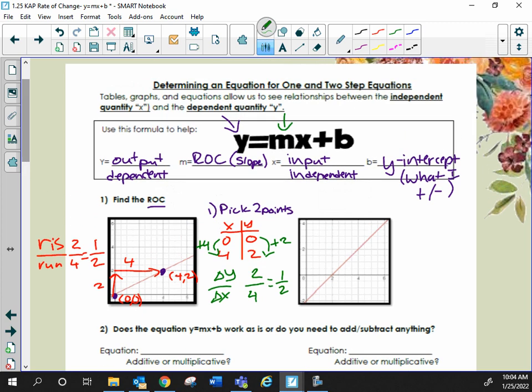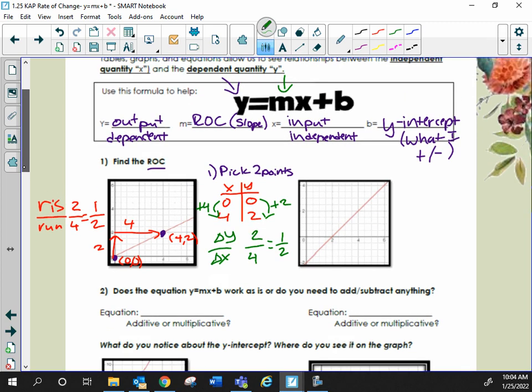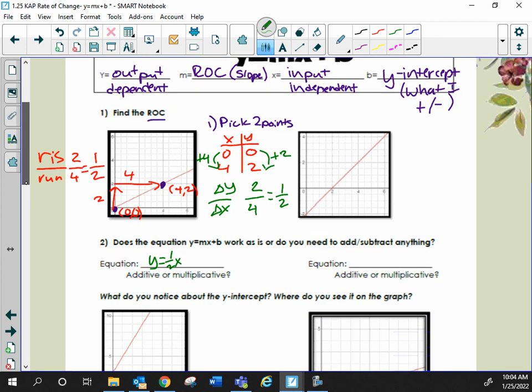Okay? I'm just going to start with y equals 1/2 x. It's always a good idea, it says right here, does the equation work as is, or do I need to add or subtract anything? Last week we just did 1 step, but now we're going to start doing 2 steps where we might have to do 2 things. So let's just check. Pick either of the points that we've used, and let's check and see if it works.